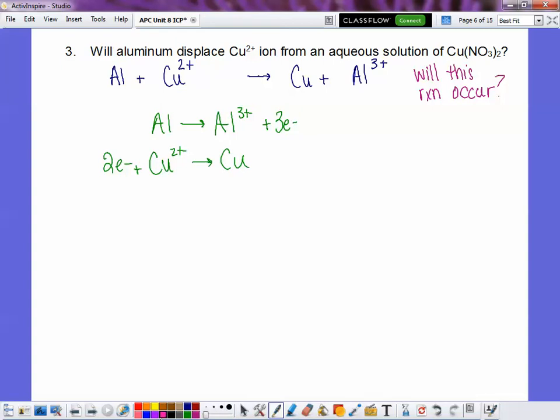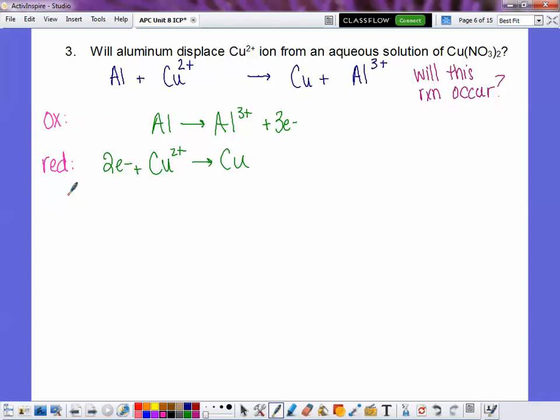How do you describe or characterize that first half reaction? That is oxidation. Therefore, my second half reaction is reduction. So, look at the chart on page 845. Find the reduction potential for this Cu2+ going down to Cu. What is it?